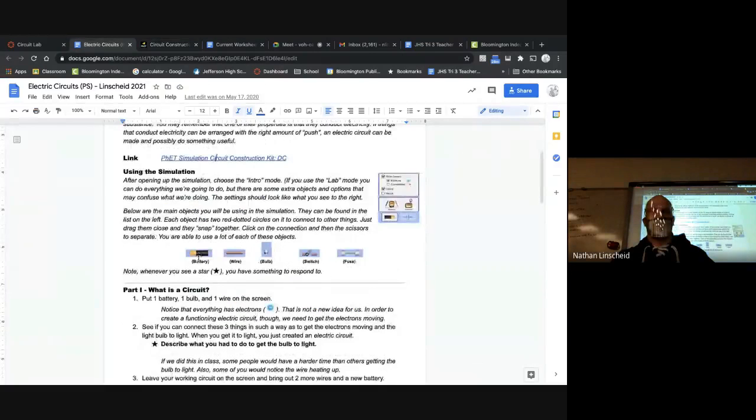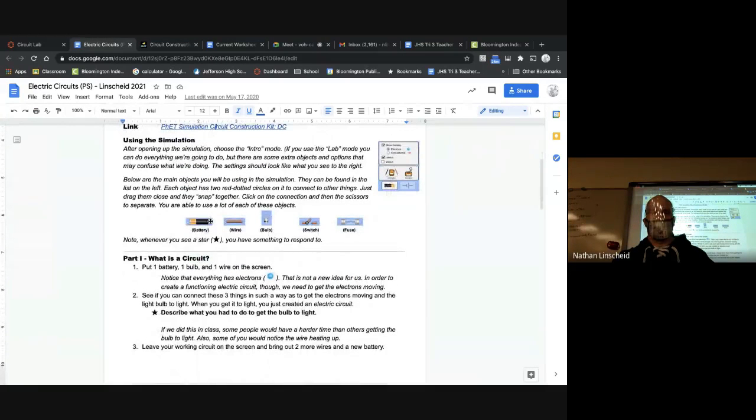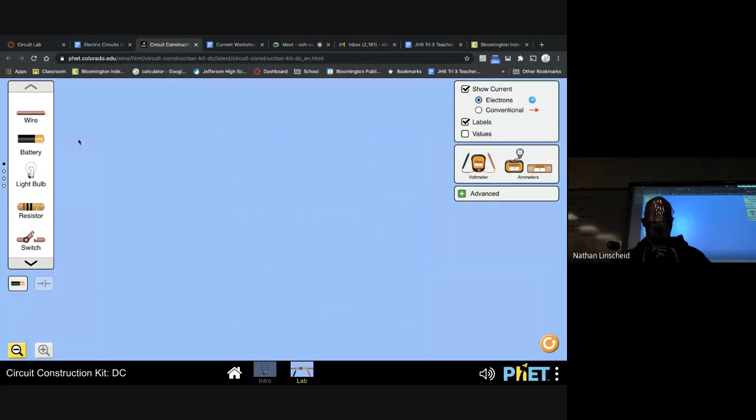All right, so to use the simulation, the things that you're going to use are batteries, wires, bulbs, switches, maybe a fuse. I don't know. Really, I don't care if you use a fuse. It's these other ones that are important. And so what it's going to ask you to do is put together these things in such a way, right, Jackson? Yeah. That allows us to make something light up.